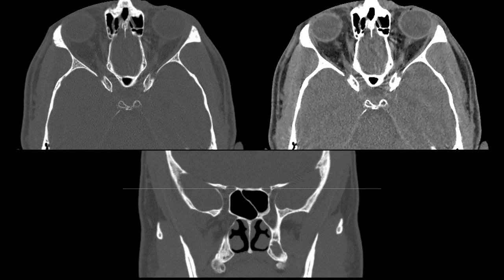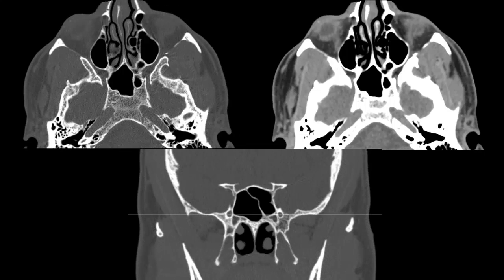As we extend caudally, we can see this short segment discontinuity between the lesser wing and greater wing of the sphenoid, which represents the superior orbital fissure. This can also be seen in the coronal plane. The yellow arrows point to the superior orbital fissure in the axial plane, which then extends to the orbital apex.